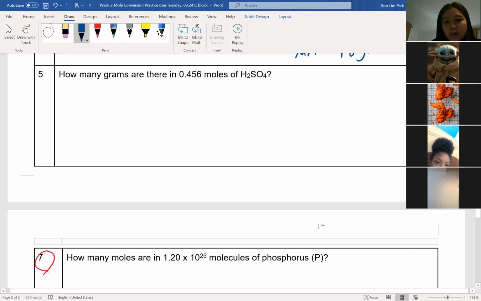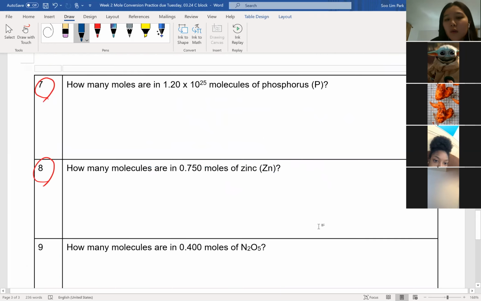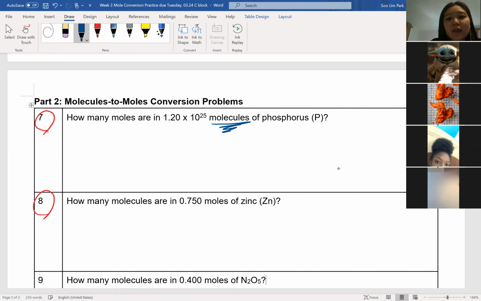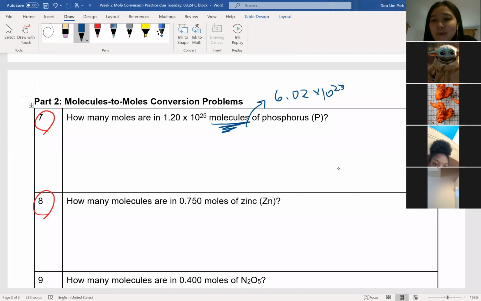All right, so let's go now to the molecules to moles problem. So now when we talk about molecules, you automatically have to think 6.02 times 10 to the 23. What is this number called? What's the name of this number? Anyone? The Avogadro number? Yes, Avogadro. Avogadro's number. All right, it's also known as the mole. Right, this is the mole number.